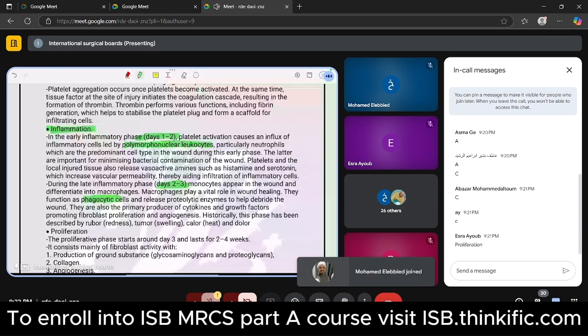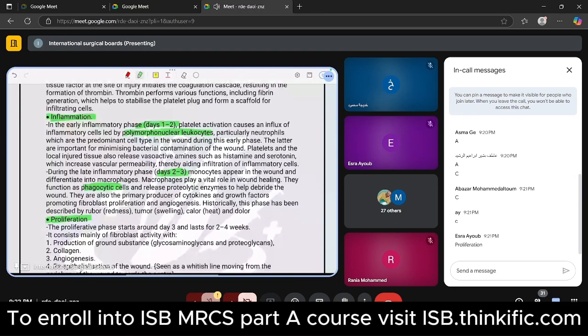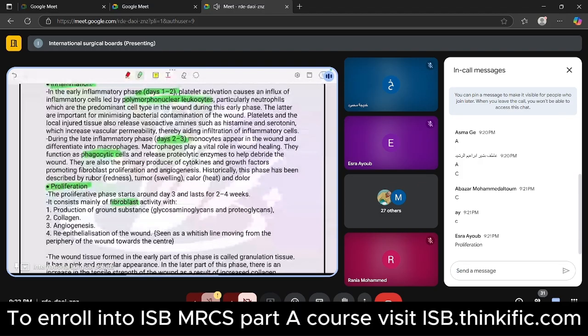So first to second day, neutrophils, second to third day, mainly macrophages. After the third day, we will be in which stage? Proliferative stage, right? Proliferative stage of wound healing. It's after the third day, okay? And it will last for 2 to 4 weeks. The main thing is the formation of granulation tissue. What's granulation tissue? Proliferating blood vessels and fibroblasts. That's granulation tissue. So it will mainly consist of fibroblast activity.